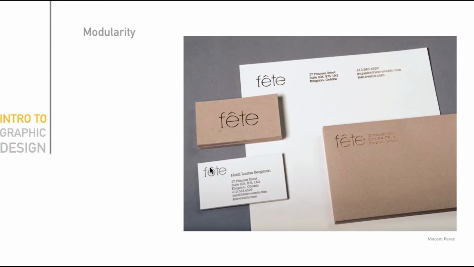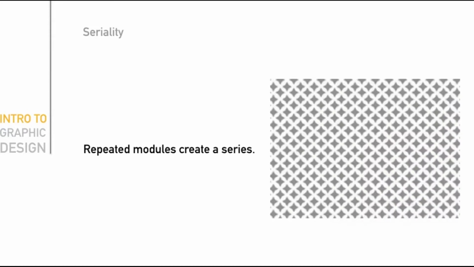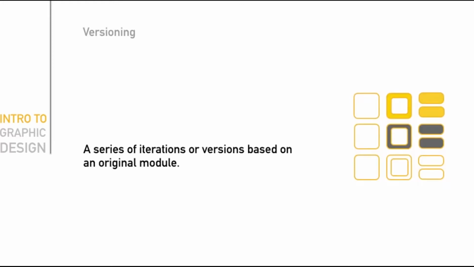On the business card, there's the hierarchy going on as well. So this is the first read, here's the second read, here's the third read. This is a module. This is a module. This is a module. When you repeat modules, you create a series, and so you have seriality. In pattern design, you're repeating shapes, you're repeating colors. You create a series of things that move across the surface. So anytime you directly repeat modules or you repeat modules with some sort of change-up, you're creating a series.